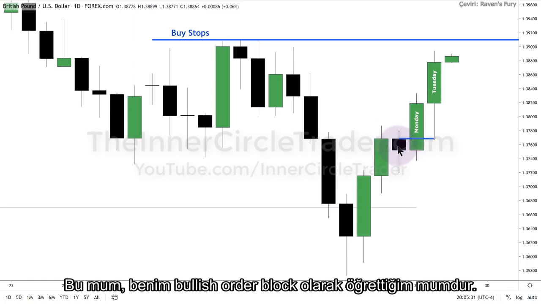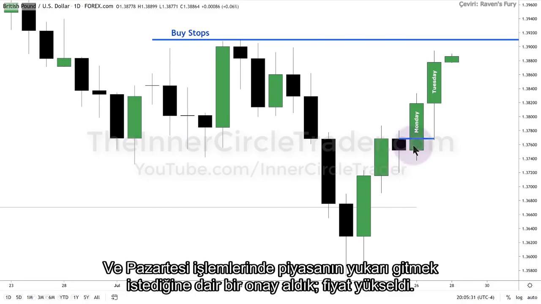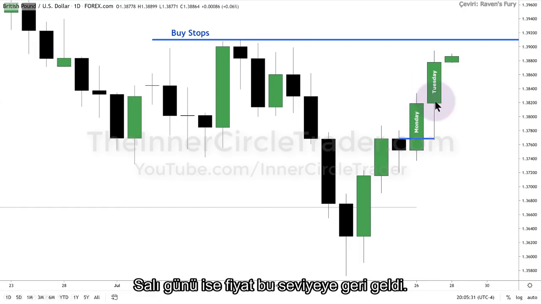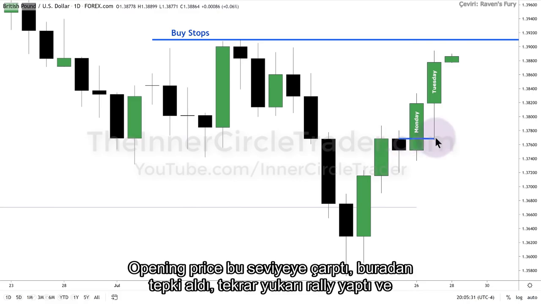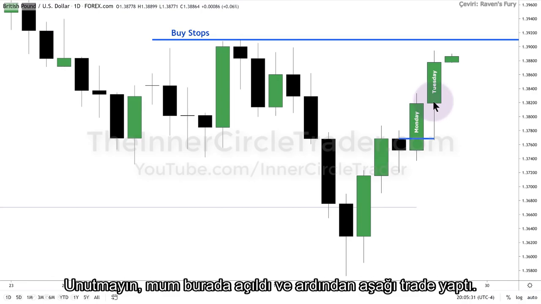This candle is what I teach as a bullish order block. The market's already bullish, or the underlying narrative is bullish. And we had a confirmation the market wants to go higher. On Monday, it trades higher. On Tuesday, we trade down into that level. The opening price hits it, trades off of that, rallies back through and makes a higher high than that of Monday. Remember, the candle opens here and then trades down.